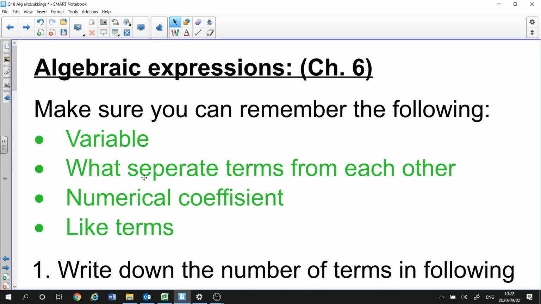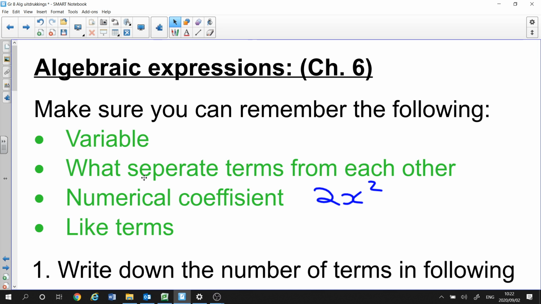Numerical coefficient, I don't know if you can remember that. If we have a term, for example, 2x squared, the numerical coefficient of x squared will be equal to 2. That is the constant in front of the x squared. In other words, everything in front of x squared is 2, so the numerical coefficient is 2.